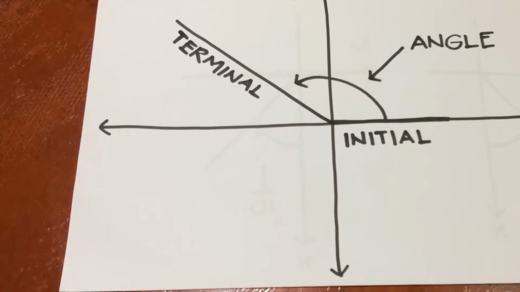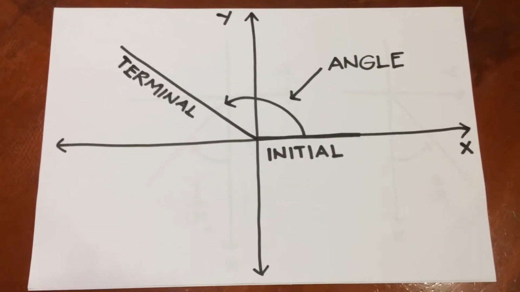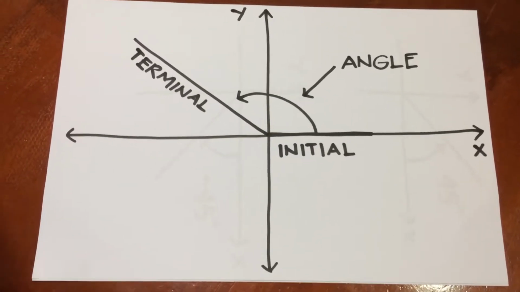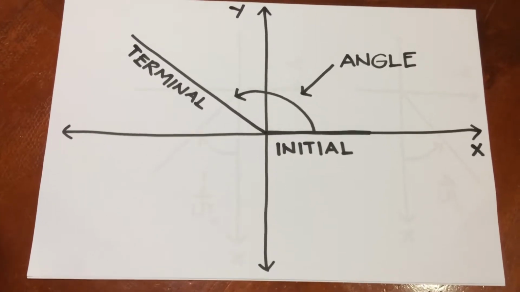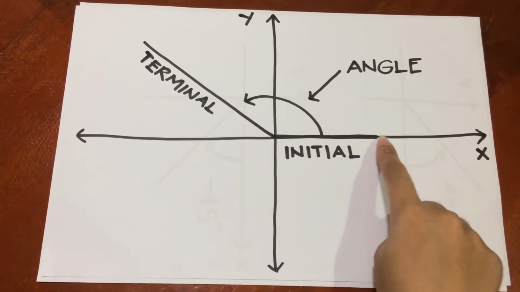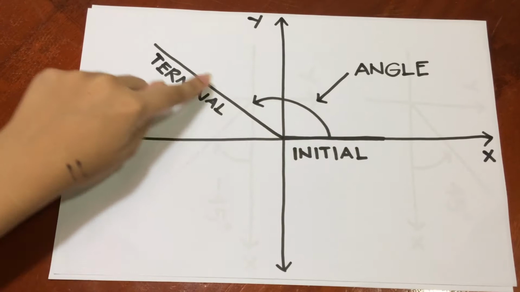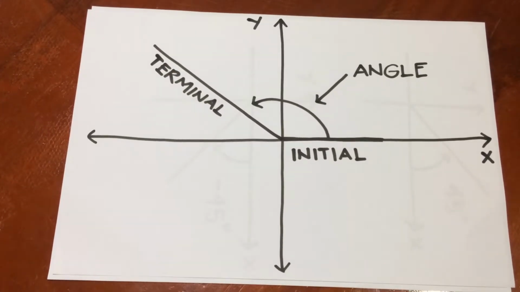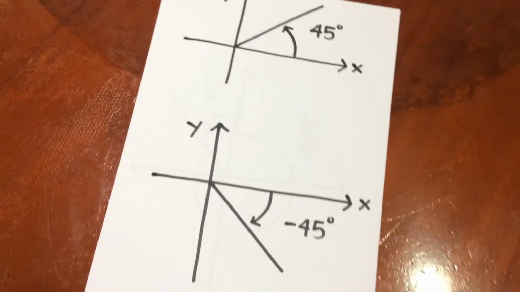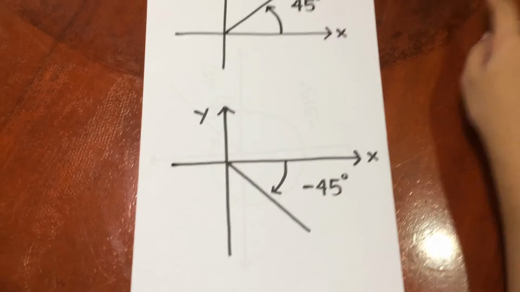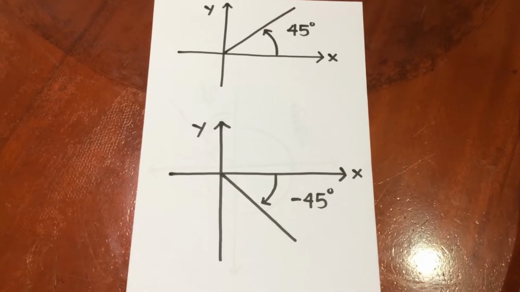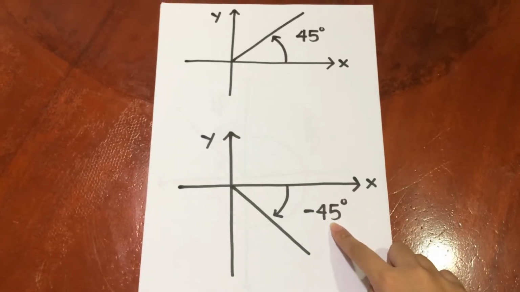So, you can draw an angle in standard position by positioning its vertex at the origin and one ray on the positive x-axis. The ray on the x-axis is called the initial side, and the other ray is called the terminal side. And an angle is then measured positive for a counterclockwise rotation and negative for a clockwise rotation.